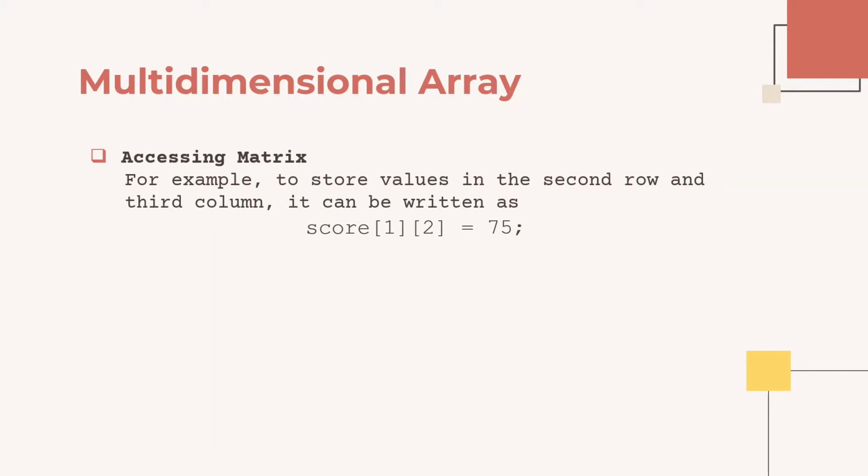Next, to access the matrix, almost the same as before, we need to declare the index of the row and column elements. For example, to store a value in the second row and third column, it can be written as score[1][2]. This is the index of the second row and third column. And then an equals sign and then 75. This is the value.